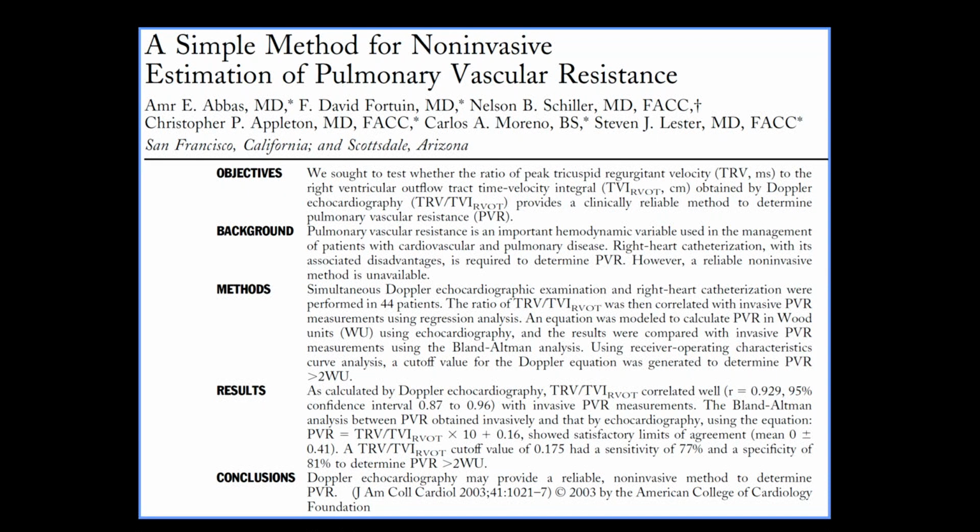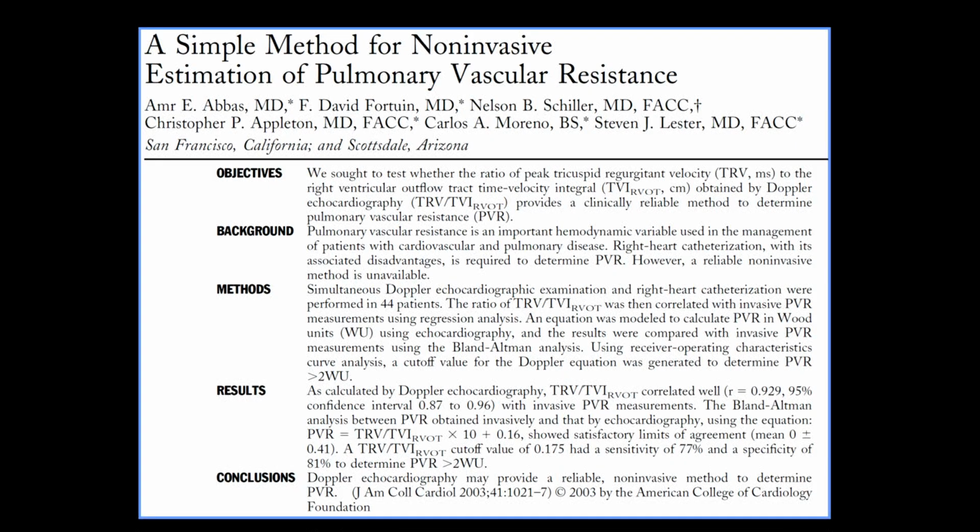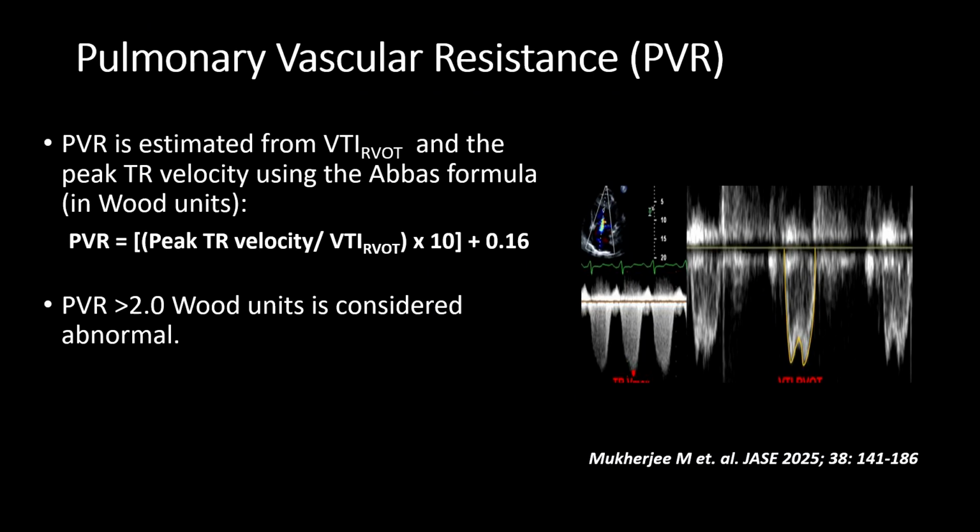And one thing we must start doing regularly is measuring the pulmonary vascular resistance by this Abbas's formula, which is very simple. PVR is peak TR velocity divided by VTI of the RVOT. The American Society now recommends that VTI of the RVOT should be measured in every single case and reported. And if the pulmonary vascular resistance exceeds 2 Wood units, it's considered abnormal.